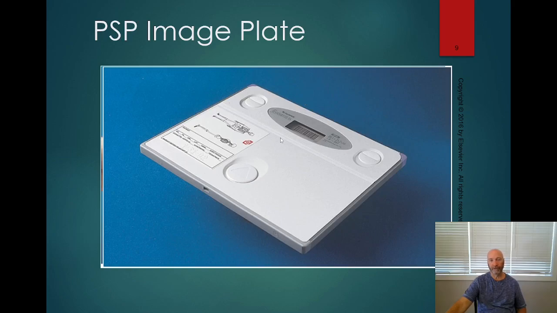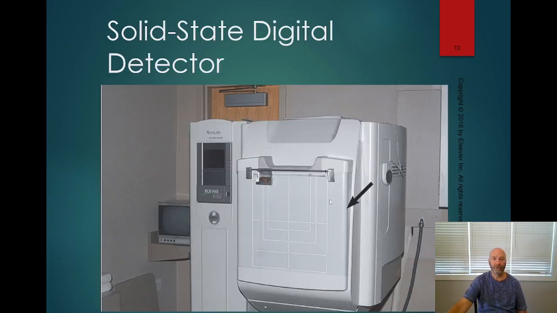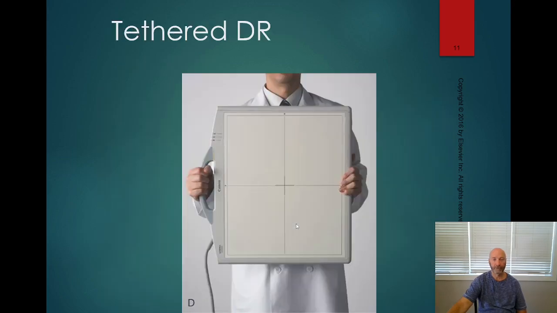With CR first, the only thing they had to do is swap these out for cassettes, screen film cassettes, and then add a reader. So they eliminated the processor. The processor became the reader, and this was almost identical to screen film. So it was an easy transition. But what you're looking at now are these things, solid state digital detectors that are hardwired into your system so that you make an exposure on this thing and it sends a signal directly over to the computer to recreate the image. Same thing with this.